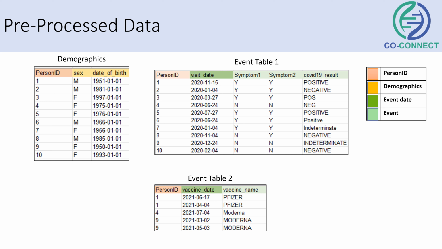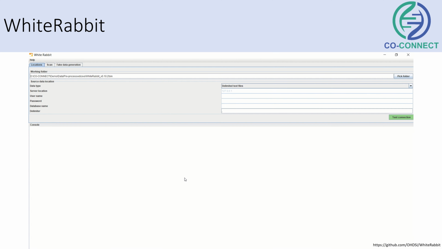After the preprocessing on the primary data, according to the guidelines provided by the CoConnect data team, the data partner has transformed the data into a demographics table and different event tables with a date and an associated event or events with that date. After the preprocessing, in order to create a metadata extract for the CoConnect team, the data partners will run Whiterabbit application on their data. This is the interface of the application.